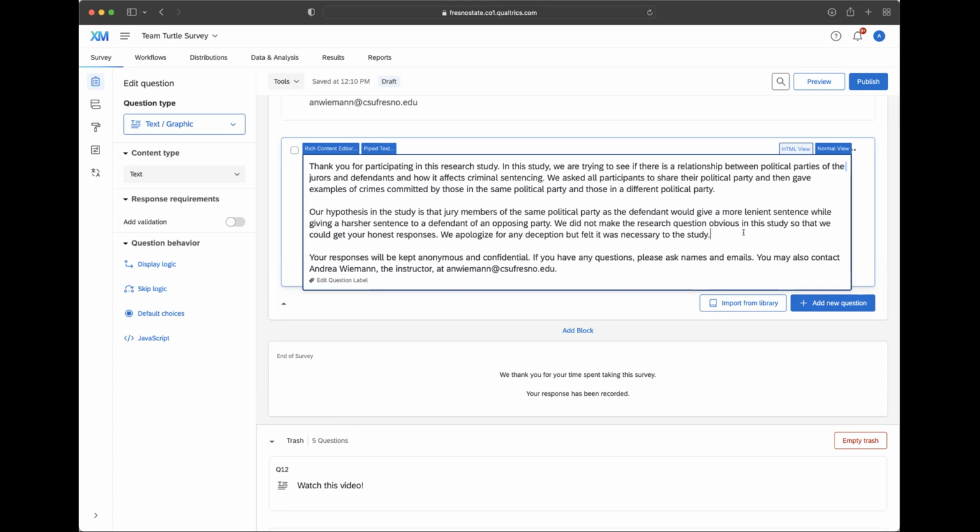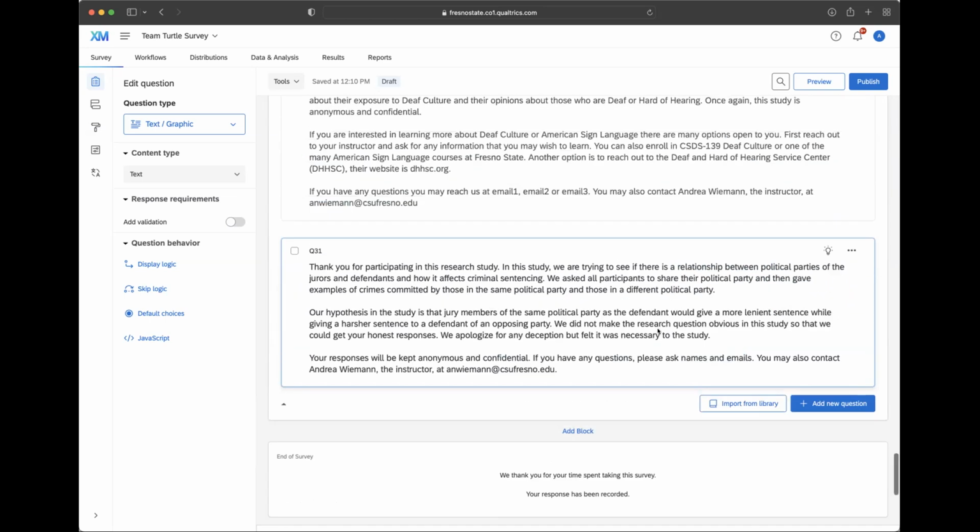For this one, they used a little bit more deception. They tried to hide what the purpose was. And so that's why that statement is there. And then again, you have the comment that responses will be kept anonymous and confidential. If you have any questions, please ask, and then include your names and emails again. And then of course, me as well. So these are two examples of debriefs.